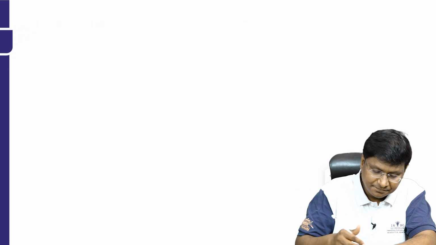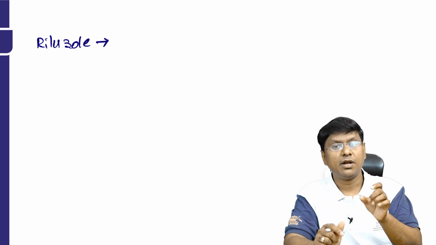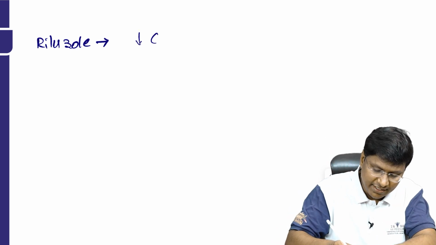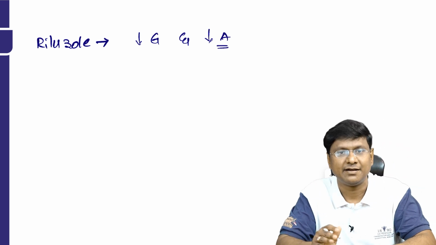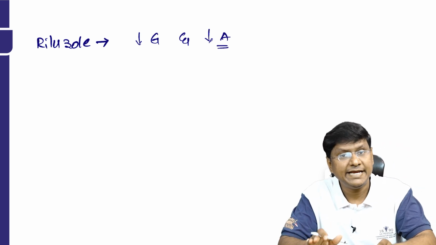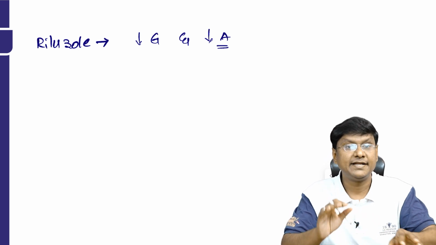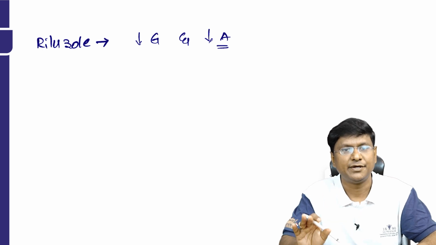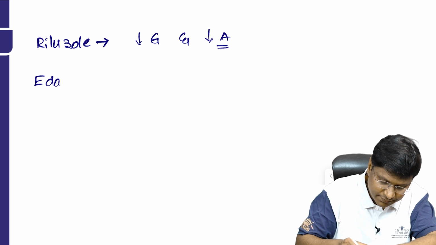And apart from that, the drug which is very important is riluzole. Riluzole is known to decrease the glutamate, and riluzole is known to decrease the aspartate levels as well. Okay, so riluzole will decrease both. And it is one of the few drugs approved for the treatment of amyotrophic lateral sclerosis. And another important molecule is edaravone.